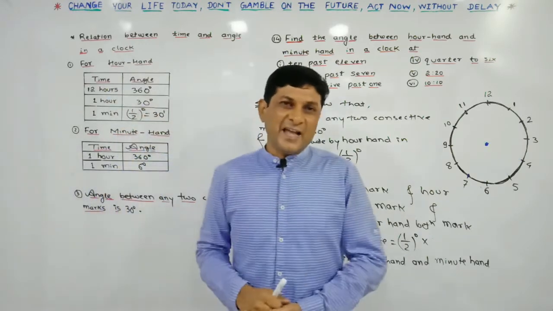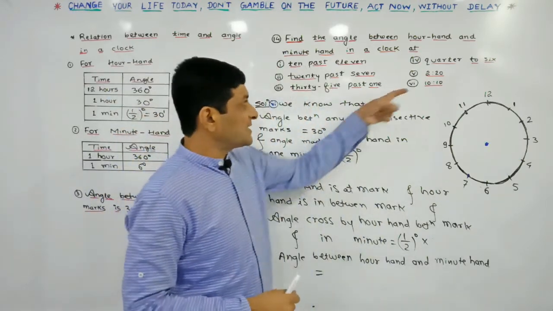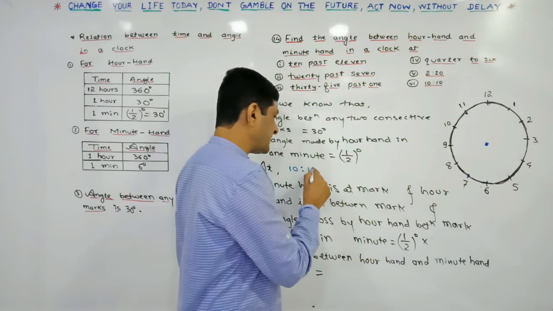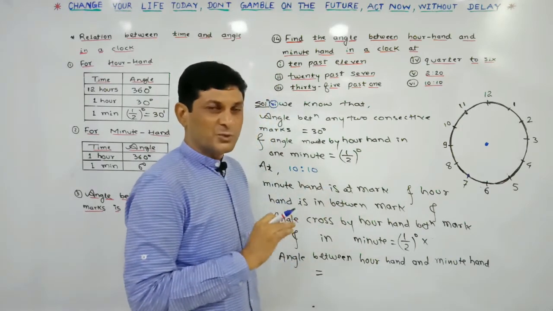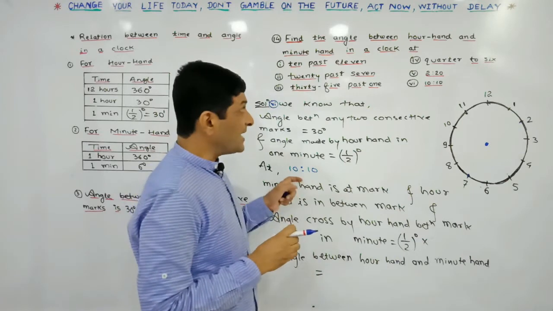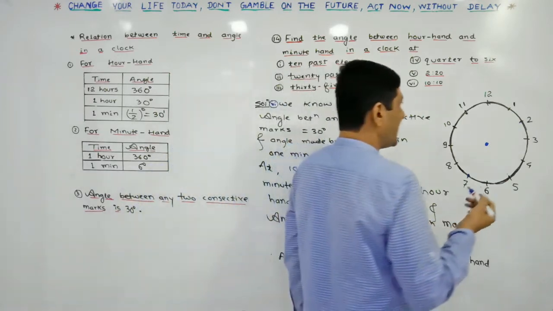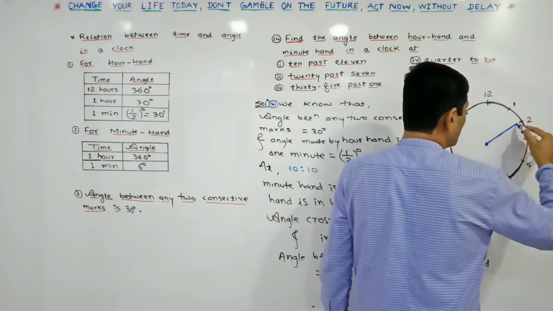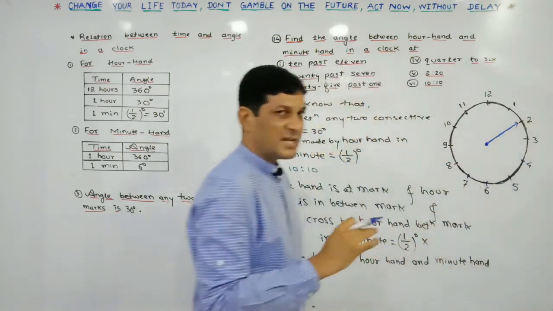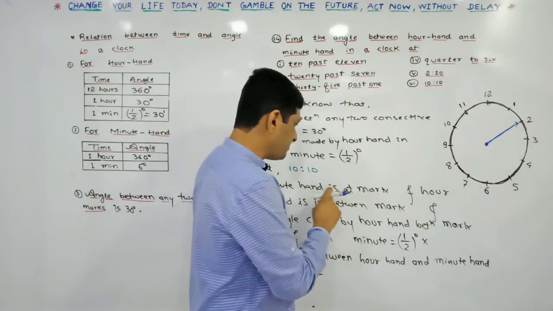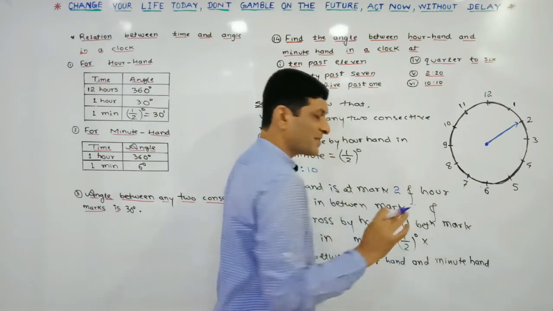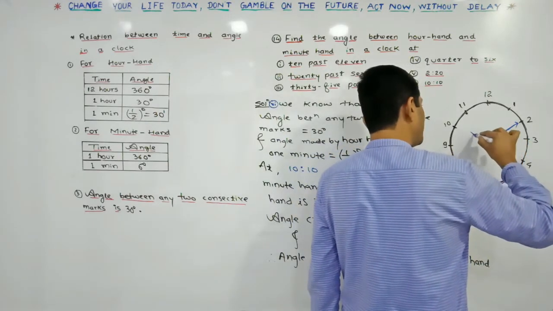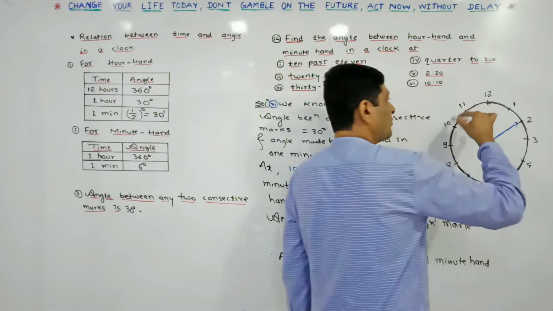Now we are solving the last example using the same method. In the last example, the 6th example, we have to find out the angle between the minute hand and hour hand at 10:10. So first we are trying to find out the position of the minute hand and hour hand at this time. At 10 minutes, the position of the minute hand is at mark 2. Now we are trying to find out the position of the hour hand. At 10:10 we can say that the position of the hour hand is in between marks 10 and 11.